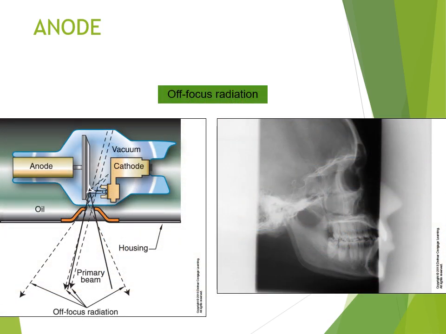And then this is just a picture showing what off-focus radiation is, or what it looks like. There's more on the anode side than there is on the cathode. And then this is the actual off-focus radiation in this picture.